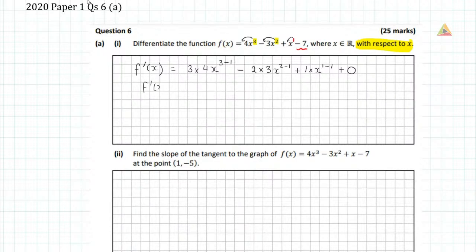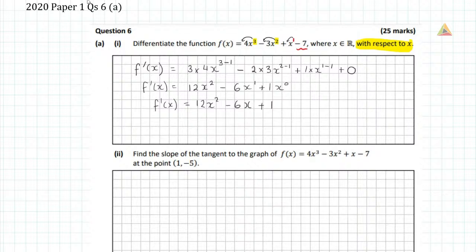So when I tidy this up, I'm going to say 3 times 4 is 12. X to the 3 minus 1 is 2. Minus 2 times 3 is 6. X to the 2 minus 1 is 1, plus 1 times x to the 1 minus 1 is going to be 0. And when I tidy these up again, x to the 1 I know is going to be just x. So our 12x squared stays as 12x squared, but our x to the 1 turns to an x, and our x to the 0 is going to be 1. So 1 times 1 is just 1. So the answer to my first part is 12x squared minus 6x plus 1.